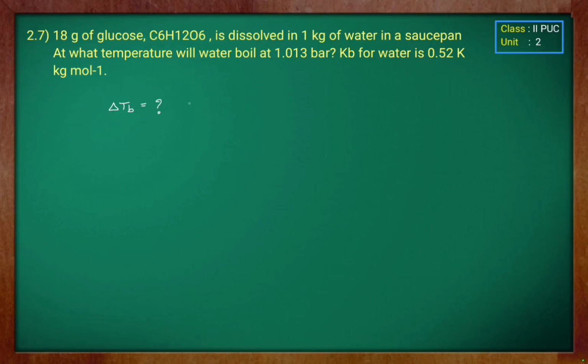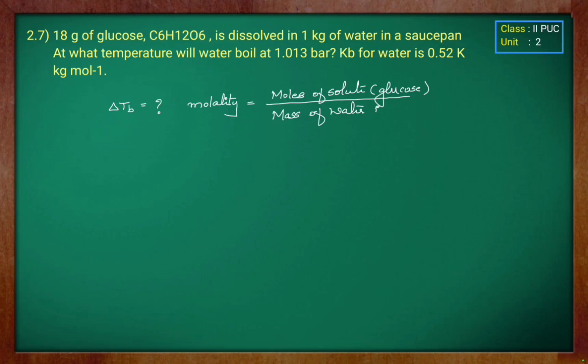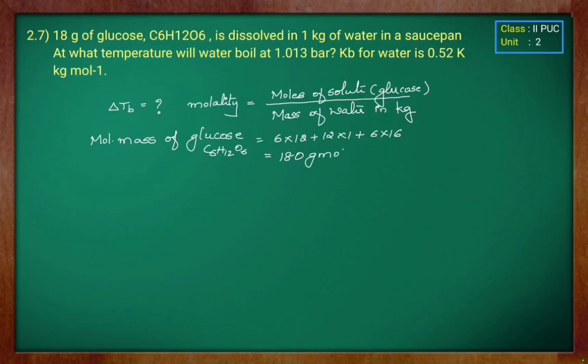In order to find the elevation in boiling point, we have to find the molality of the solution. We know molality is moles of solute, that is glucose here, divided by mass of solvent in kg, that is mass of water in kg. In order to calculate the number of moles of glucose, we will calculate the molar mass of glucose. The molar mass of glucose, C6H12O6, is 6 into 12 plus 12 into 1 plus 6 into 16. After solving this, we get the molar mass of glucose as 180 grams per mole.